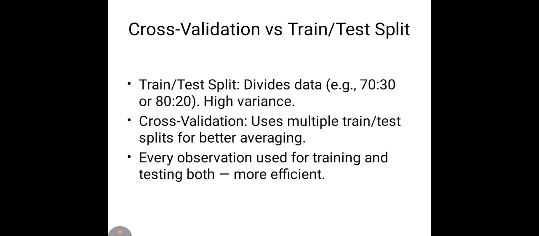Next is cross validation versus the training and testing split. The training and testing split uses only one division of data, like 70:30 or 80:20. This may lead to biased and unstable results. Cross validation, on the other hand, uses multiple splits of data and averages the results. So it ensures every data point is used for both training and testing, which makes it more reliable.